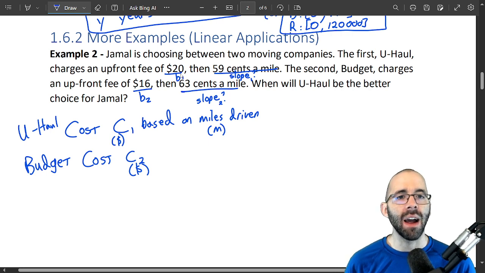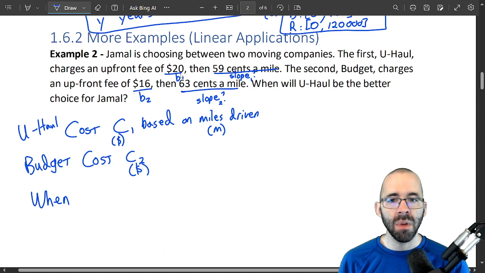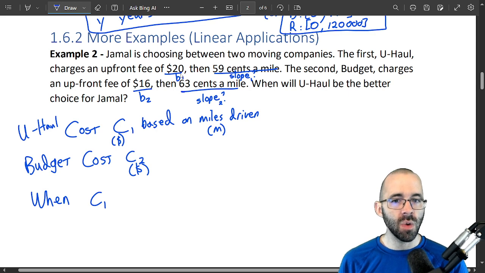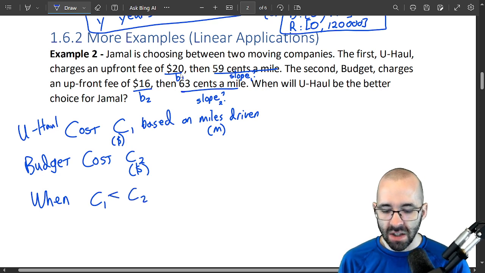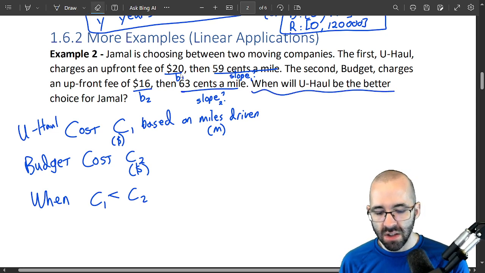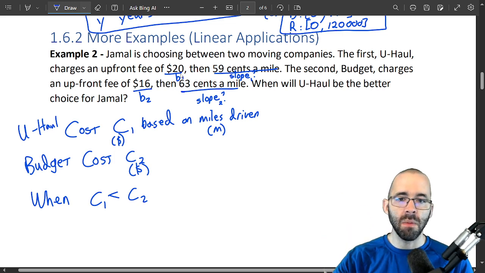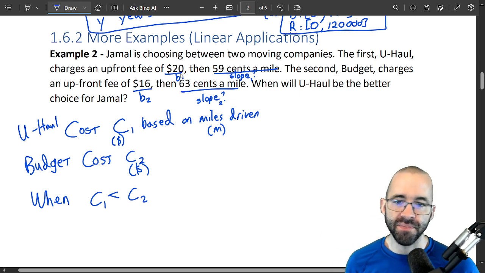How can we write that with math? When will U-Haul be the better choice? U-Haul is C1. The cost of U-Haul is better for Jamal when that cost is smaller than Budget. So when is the first cost smaller than the second cost is how we can translate this question. This is what we want to find. Cost of U-Haul, we said that's C1. Cost of Budget, C2. The question is saying, when is U-Haul better? Well, that's going to be when the cost of U-Haul is less than the cost of Budget.